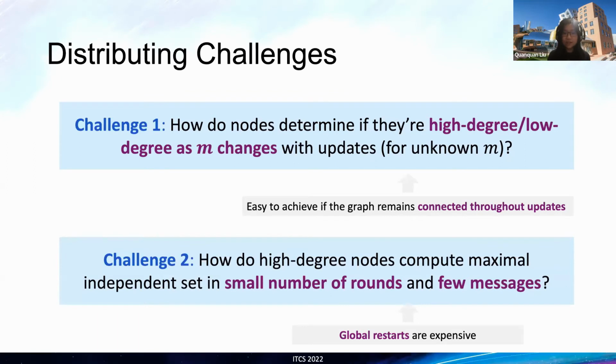The second challenge is how do high-degree nodes compute whether they need to enter the MIS in a small number of rounds and messages. A global restart, which looks at all high-degree nodes, takes too many rounds. In fact, it can take up to diameter number of rounds in the distributed model. So for high diameter graphs like road networks, that is too expensive.